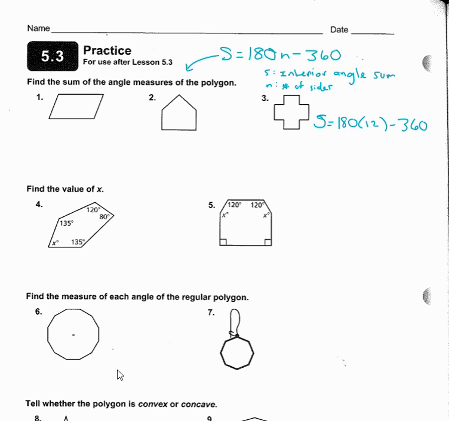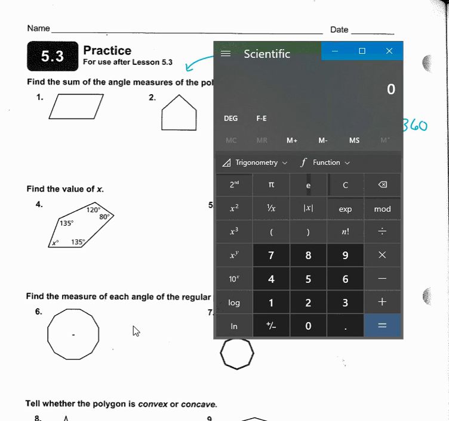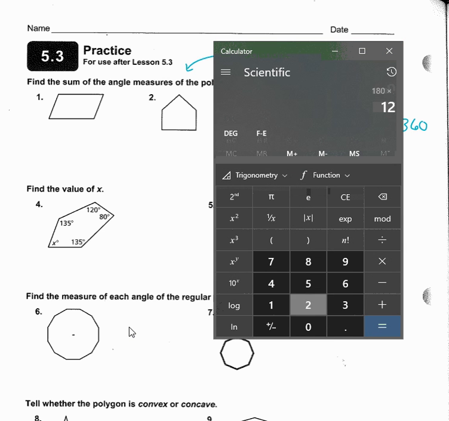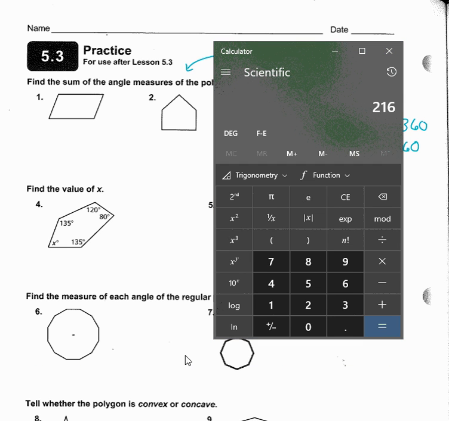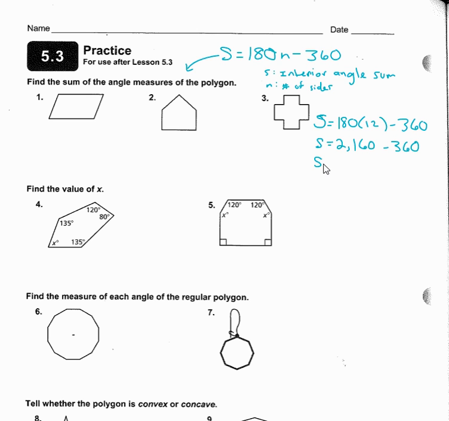So 180 times 12, I'm going to pull out my calculator on this one. 180 times 12, 2,160. 2,160 minus 360. All right, so we do that. 2,160 minus 360, and it is 1,800. So the interior angle sum of this one is 1,800 degrees. And that is it. All right, let's go on.